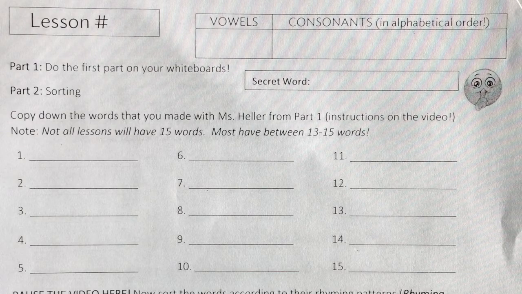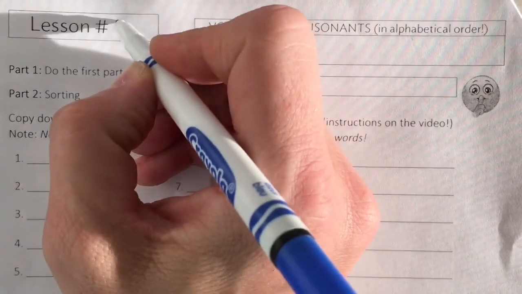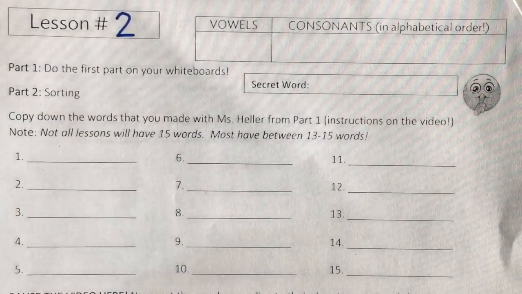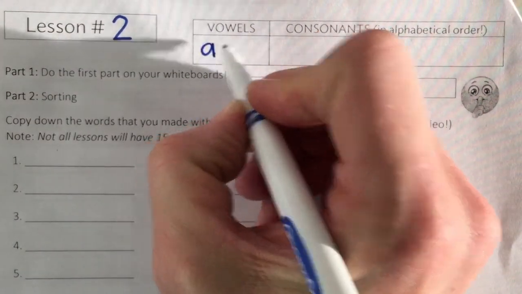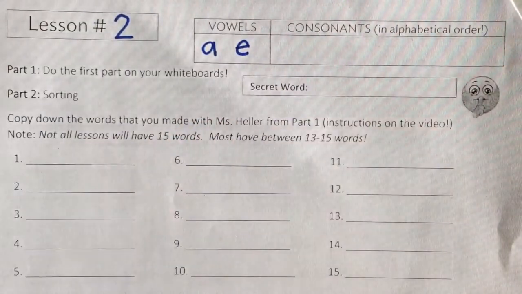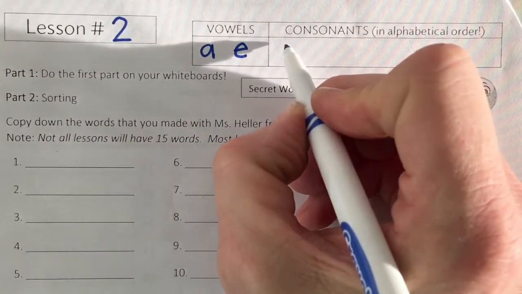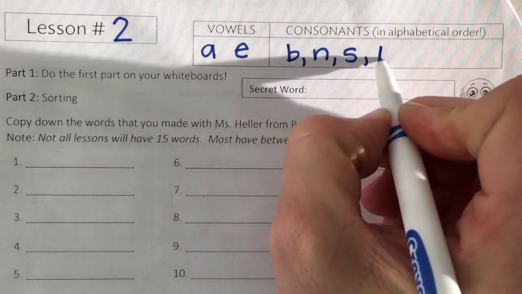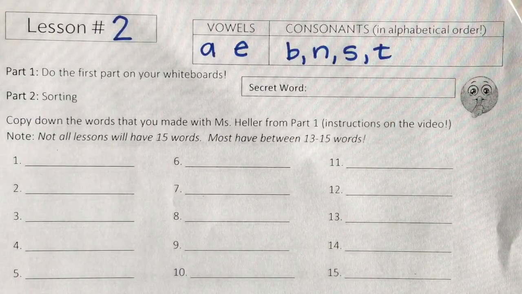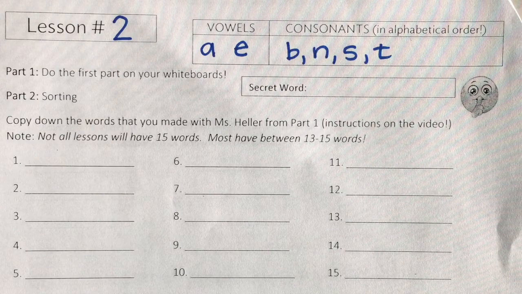Alright, Kipsters, now that you're working in your booklet, I want to make sure that you go ahead and write today's lesson number at the top if you haven't already done so. And the vowels today, we are using our A and E. And the consonants in alphabetical order are B, N, S, and T. Go ahead and write those at the top if you have not already done so. You already know the secret word from lesson 2. You can go ahead and write that word in.